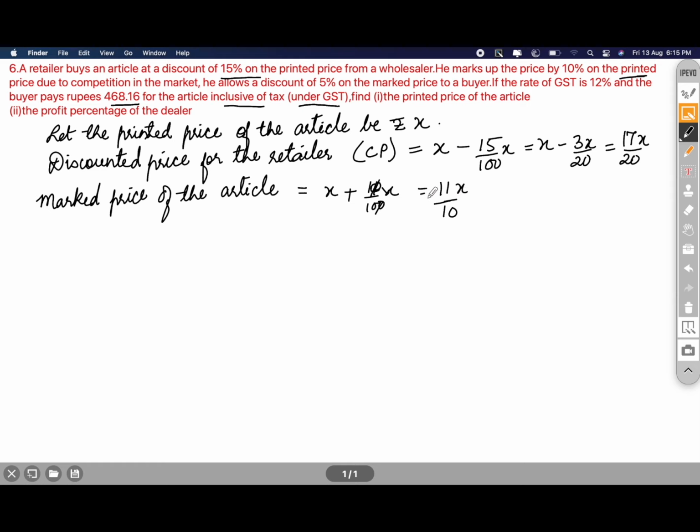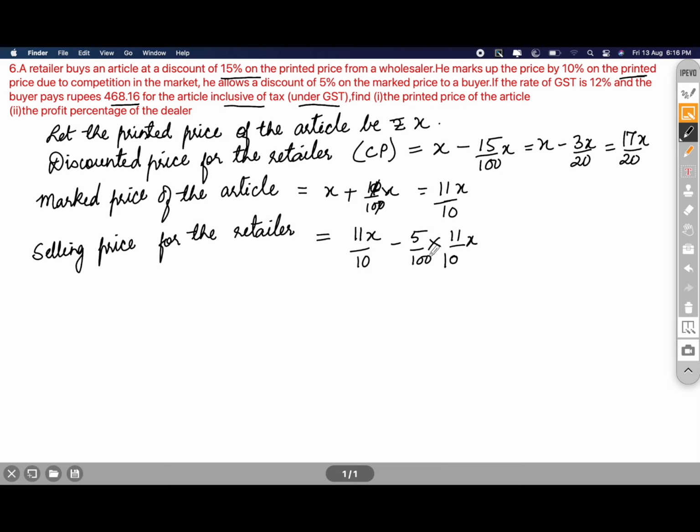Okay, now on this marked price, the retailer will give a 5% discount to the buyer. So the selling price for the retailer, which is equal to the cost price for the buyer, right? So the selling price for the retailer will be 11x by 10 minus 5% of 11x by 10.